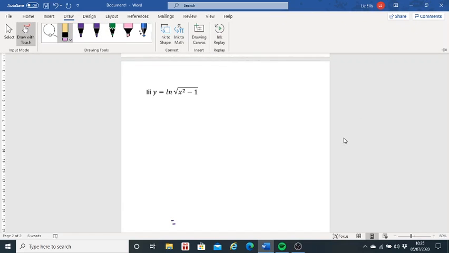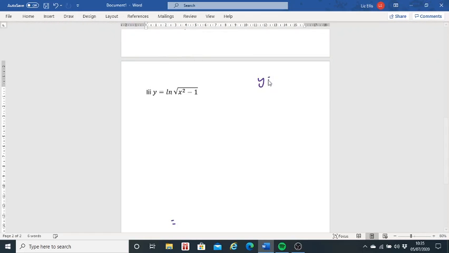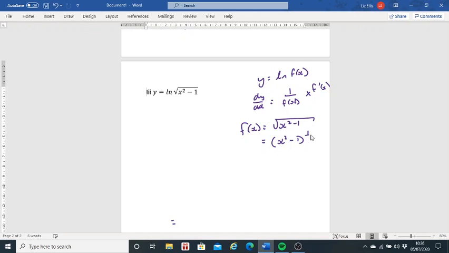You learned that with an ln, if y was equal to ln f of x, then dy dx is equal to 1 over that f of x times the derivative of f of x, so f dash x. Well, we're going to do that. Now let's just think, if I make my f of x equal to root of x squared minus 1, that's the same as x squared minus 1 to the half.